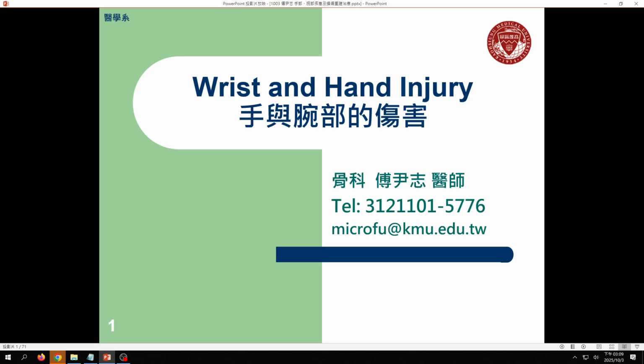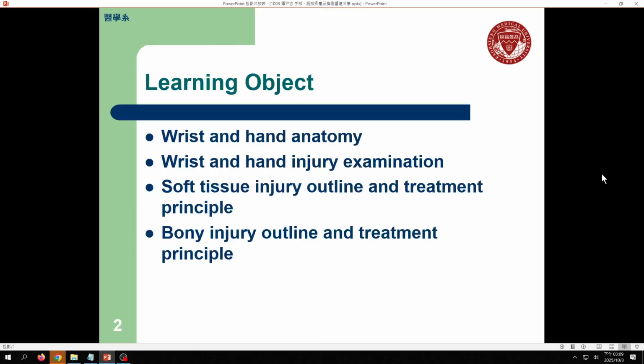Alright, today I want to talk about the wrist and the hand injury. First, we have to know the anatomy, because we are orthopedic doctors. And after you know the anatomy, you know how to do the injury examination. After examination, you find the disease itself, and then you will know how to treat it in principle.